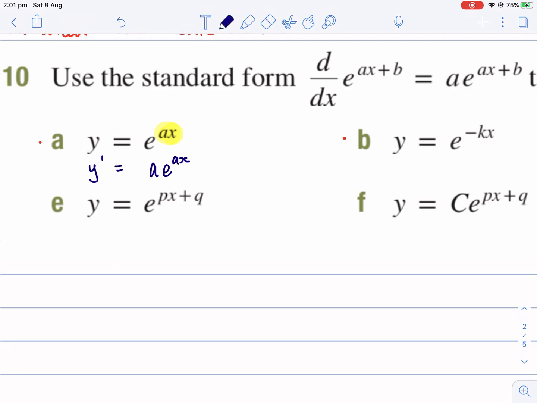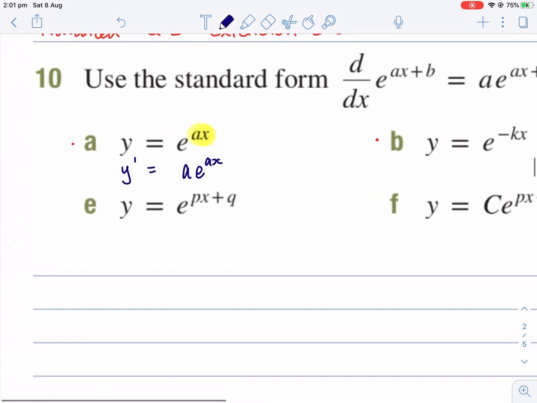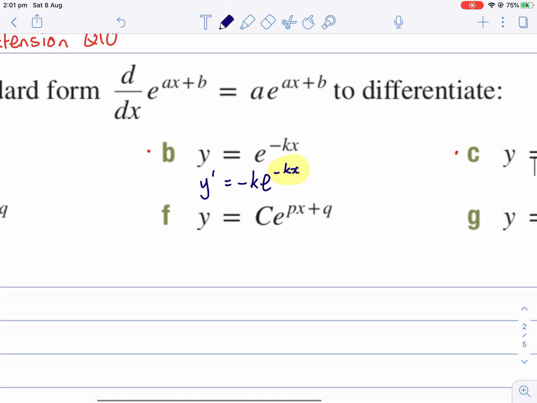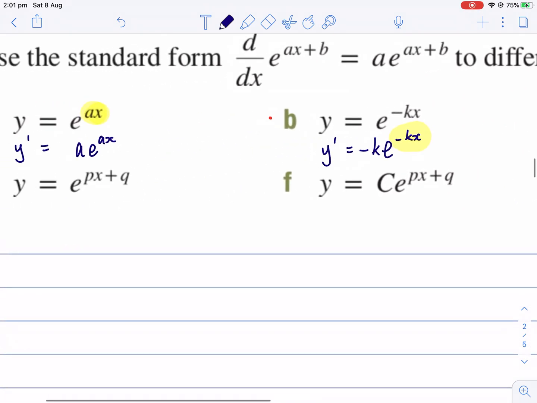Because we've got e to the ax times the derivative of the thing. So how did I write that? y dash. This time we've got e to the minus kx. We're timesing it by the derivative of this one, which is -k. And so you just chuck it out the front at the start. This one, it's e to the kx, but we've got that a, so we've got a k e to the kx. Or ka e to the kx, doesn't matter.